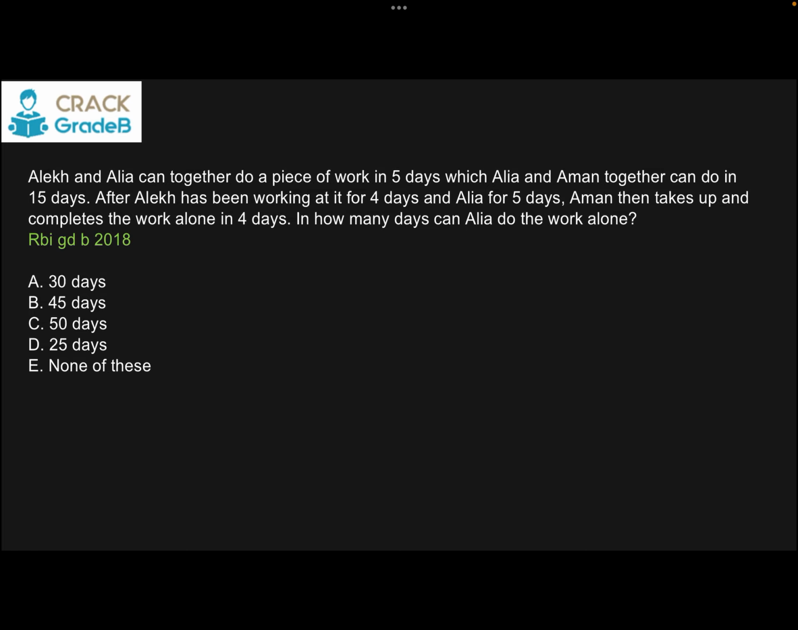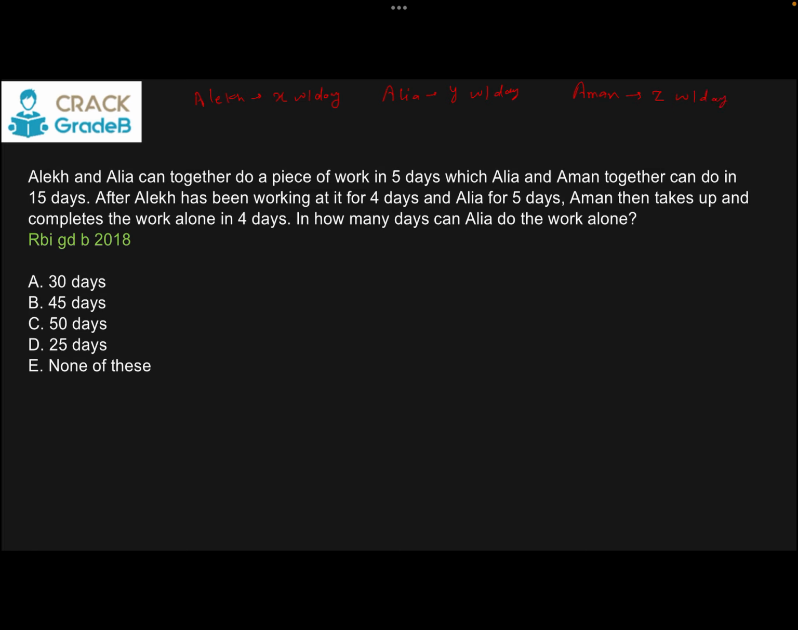So here we can assign variables for their work per day. We can say Alek does X works per day, then Alia does Y works per day, and then Aman does Z works per day.